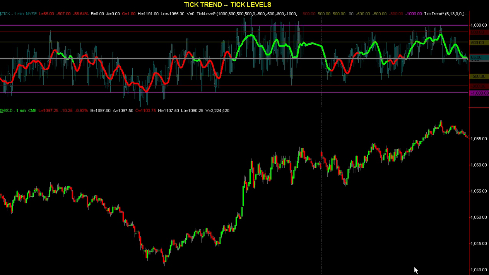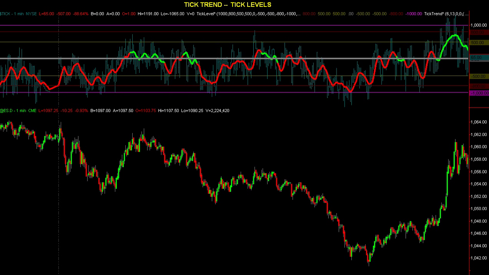As you can see, they happened around the 500 and the 800 area, and in the morning most of the trades were around the 500 and the 800 area. But the difference today was that although the tick trends were red the majority of the time, it did turn green for quite a bit of time in this area.